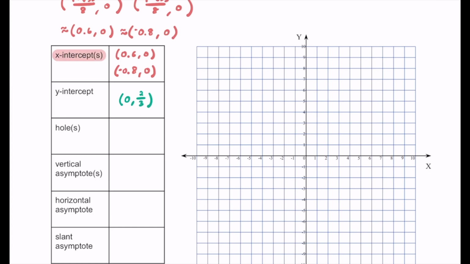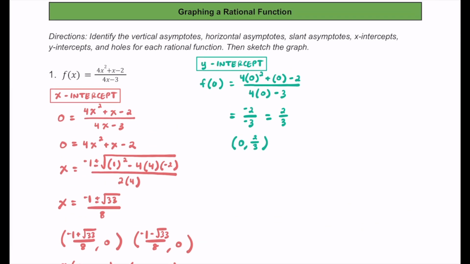All right, so we have our x-intercept done. We have our y-intercept done. And we said at the very beginning that we weren't going to have any holes for this particular function because we weren't canceling out any of those x value terms on the top and the bottom when we tried to factor. All right, so now time to move on to our asymptotes. So let's check out vertical asymptotes now.